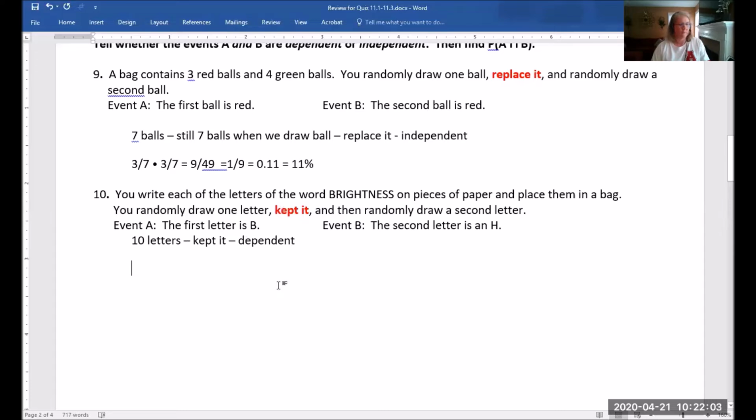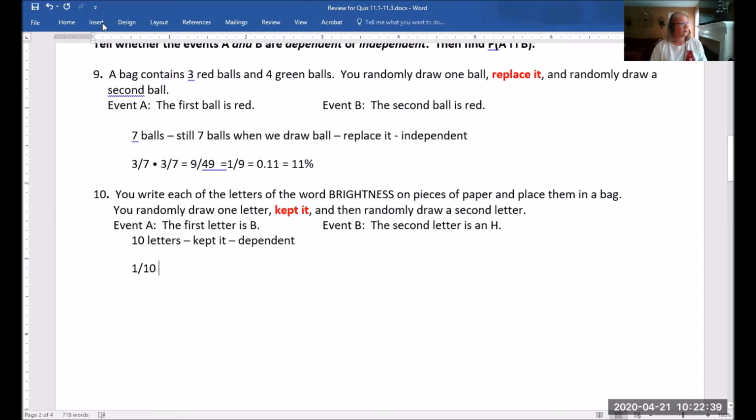How many letter B's do we have in the word brightness? 1. Okay, so there's 1 out of 10 that were B's. Now, again, this is an "and" question. So we're looking for the probability that the first letter was a B and the second letter was an H. So if that's the case, what is the operation? Are we adding? Are we multiplying? What are we doing? Multiplying, exactly.